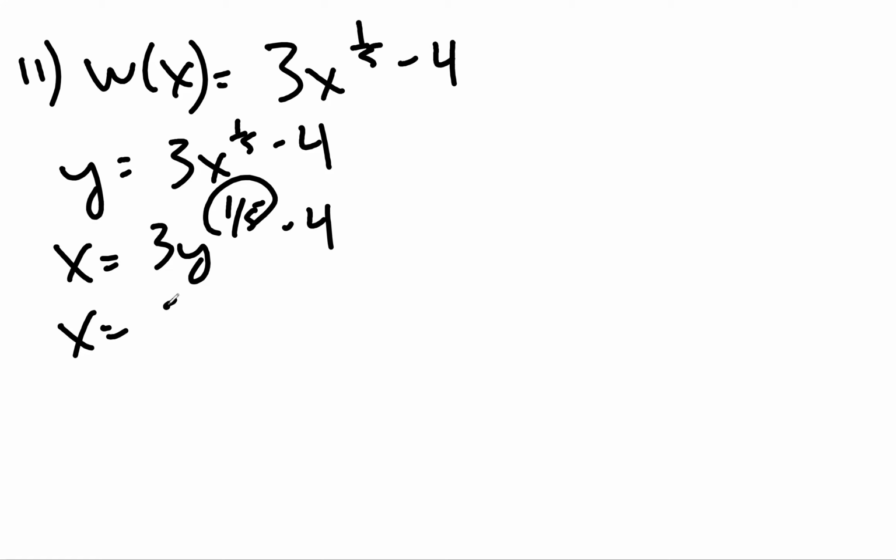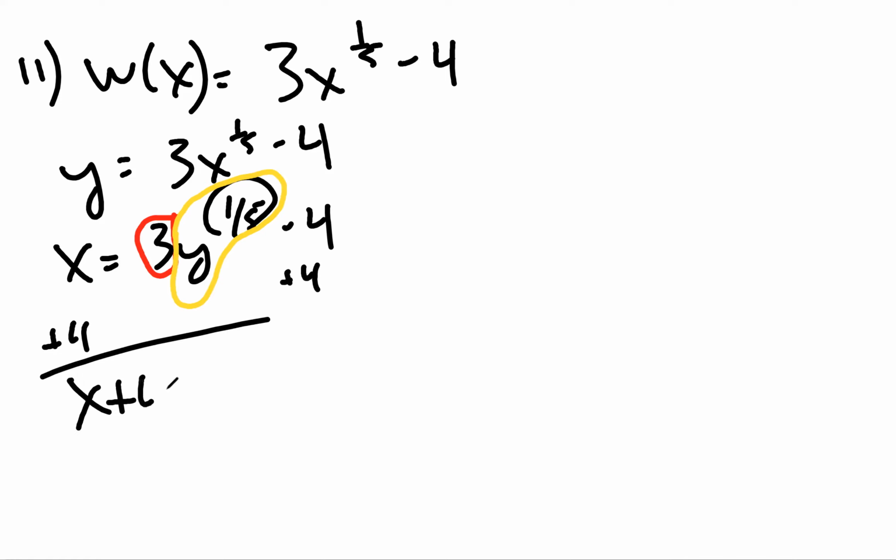However, you saw me almost make a mistake. We know that between this 3 and this y is a multiplication sign, and so the only thing that's actually being raised to the 1/5 is just this y value. So what I'd like to do first is get rid of this 4. Let me go ahead and add 4 to both sides. And so that's going to give me x plus 4 equals 3 y to the 1/5.